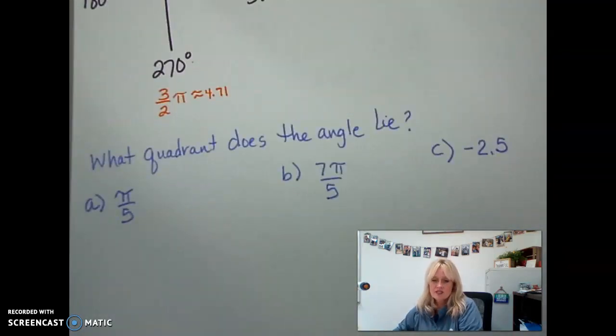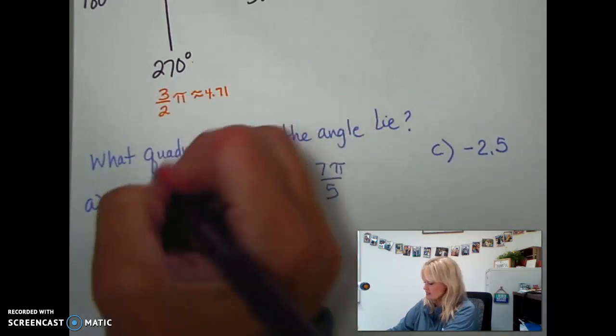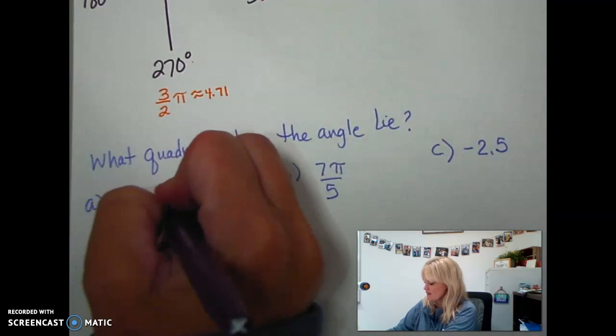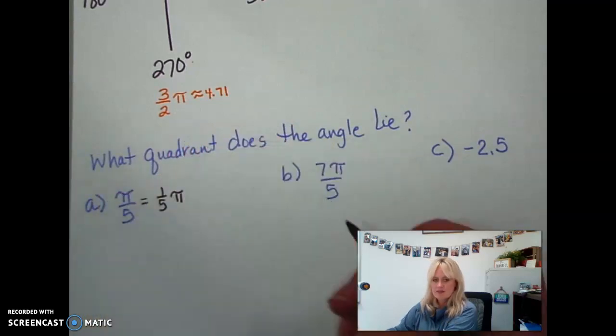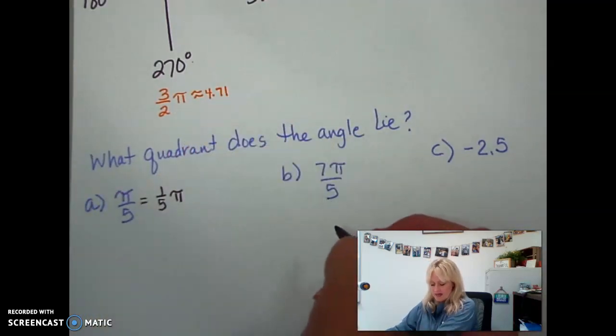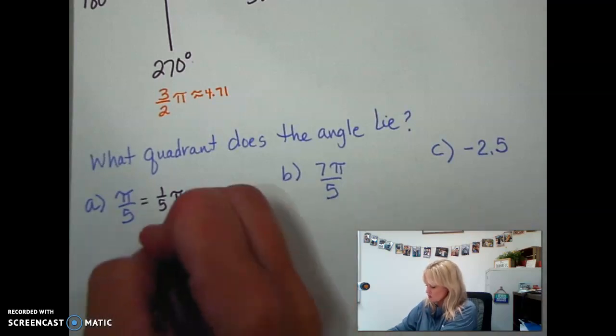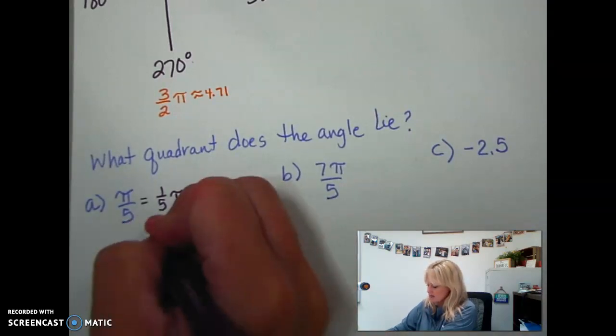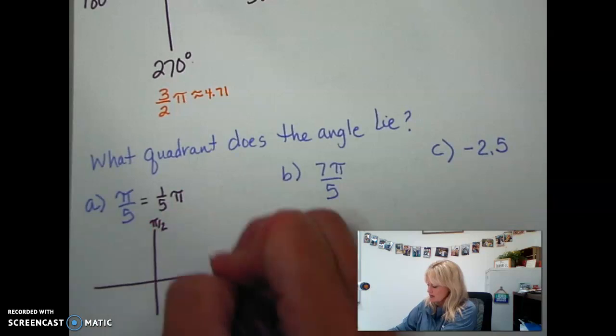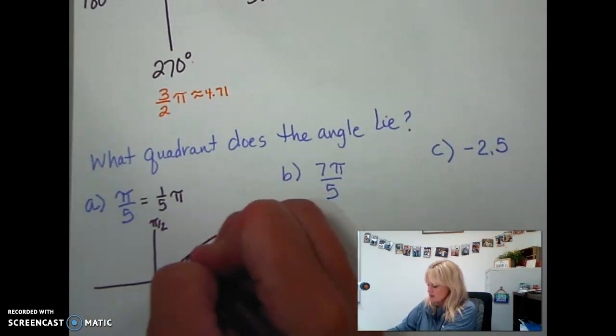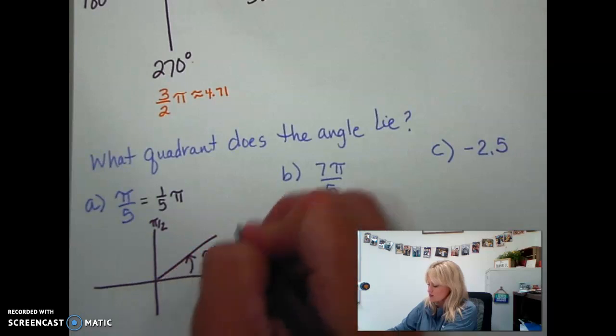Just like yesterday, we talked about what quadrants the angles lie in. Today, we're thinking about it in terms of radians. So pi over 5, that's the same as saying 1/5 times pi. Well, where does a fifth of a pi lie? If you want to quickly remember that a half a pi is up here, 0 pi is down here, so a fifth of a pi is approximately right here in quadrant 1.